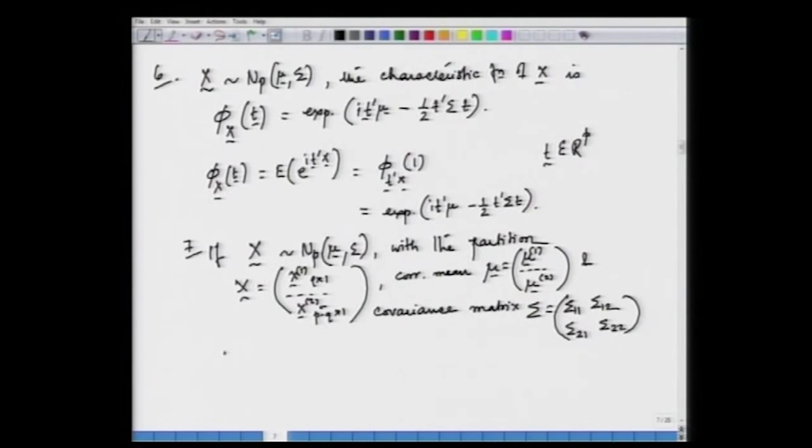We have the constituent parts, that is x 1 and x 2, are independent if and only if the off diagonal block sigma 1 2 is a null matrix. So, this if and only if part is important in the case of the multivariate normal distribution. They are independent only if, and also conversely, if this is a null matrix, x 1 and x 2 will be independent.